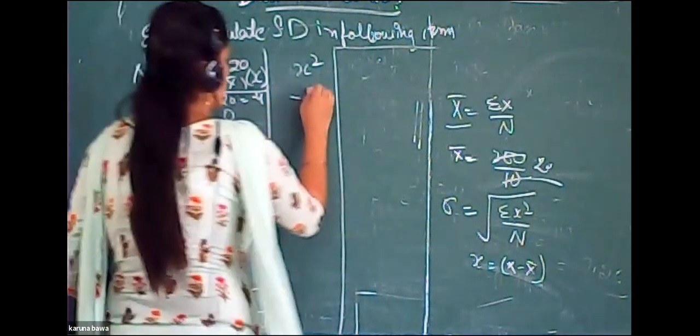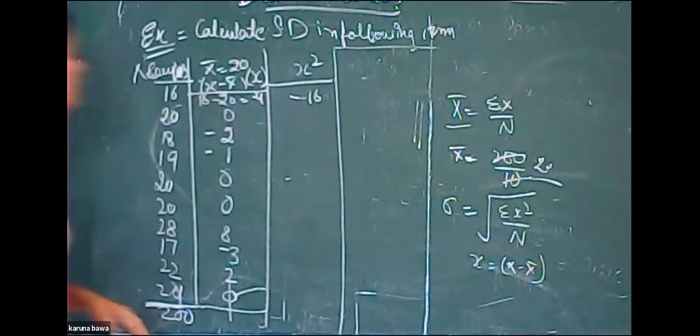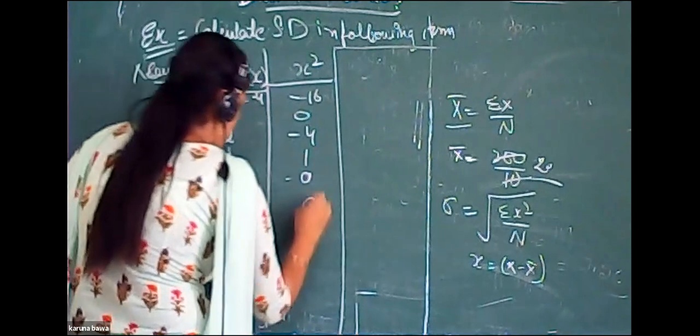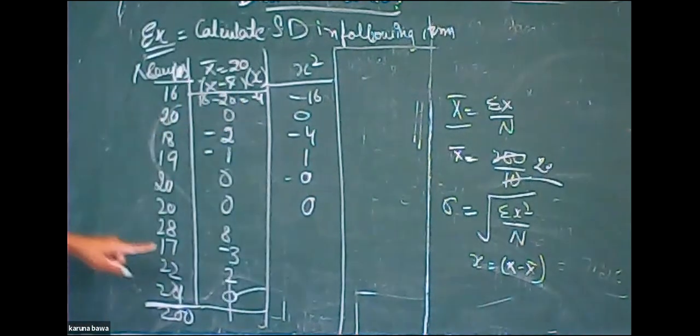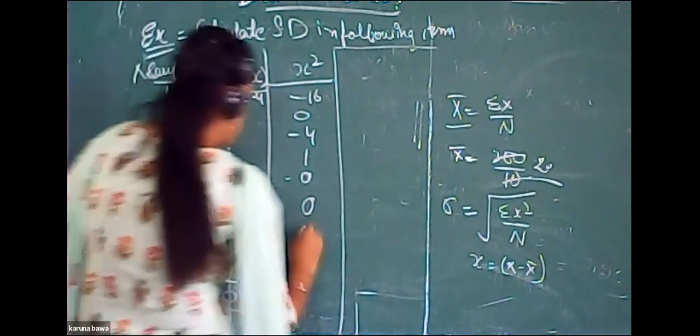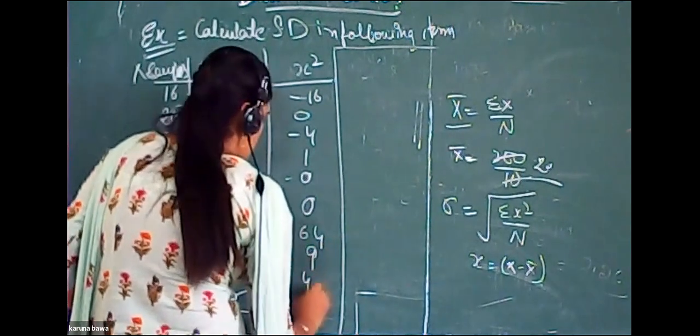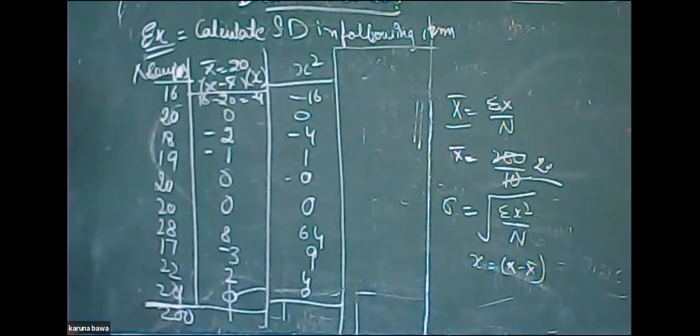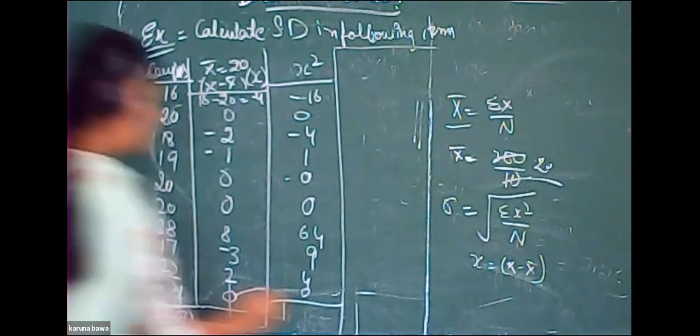That is 0, minus 4 is 100, 8 multiply 8 is 64, and 4 0. And the total of the series is 90.